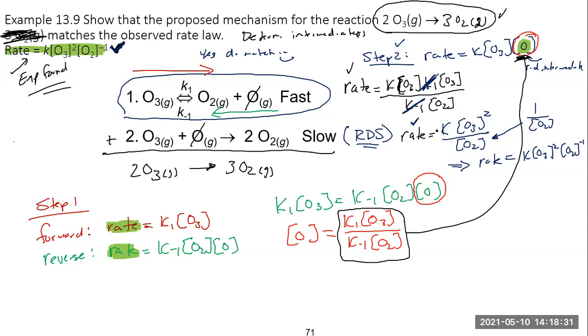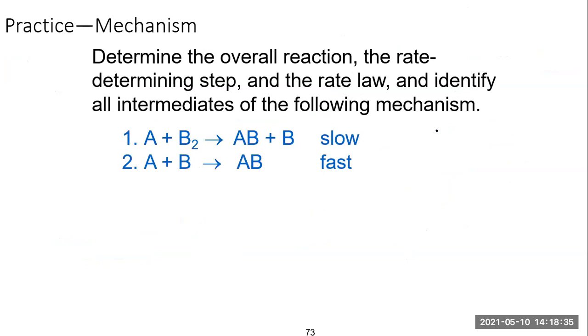All right, let's take a look at one more mechanism problem. Why don't you take a moment here? You want to determine the overall reaction. You want to determine what is the rate determining step. You want to write the correct rate law for this reaction, and you want to identify all the intermediates that are present in this mechanism.